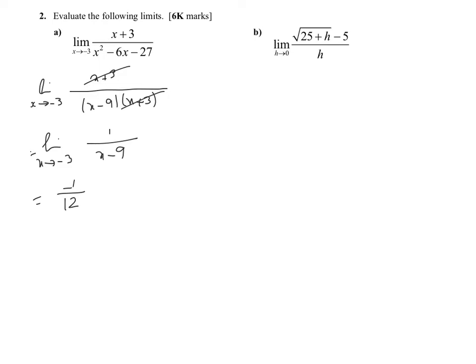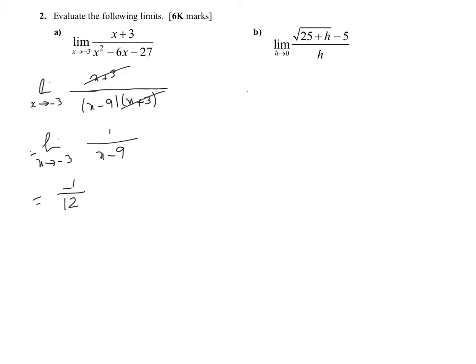The next one is limit of h goes to 0 of square root of 25 plus h minus 5 over h. If h goes to 0, you get the square root of 25, which is 5, minus 5 is 0 over 0. So to cancel this 0 over 0, I'm going to multiply by the conjugate of the numerator.